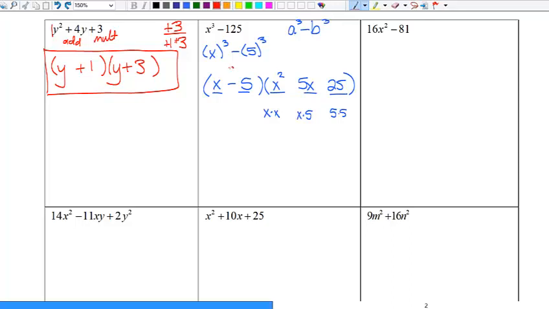Then I'm going to come back and use my SOAP. Same, opposite, always positive. The sign is negative, so the same is negative. Opposite is positive, always positive. And the last one. So this is my answer.